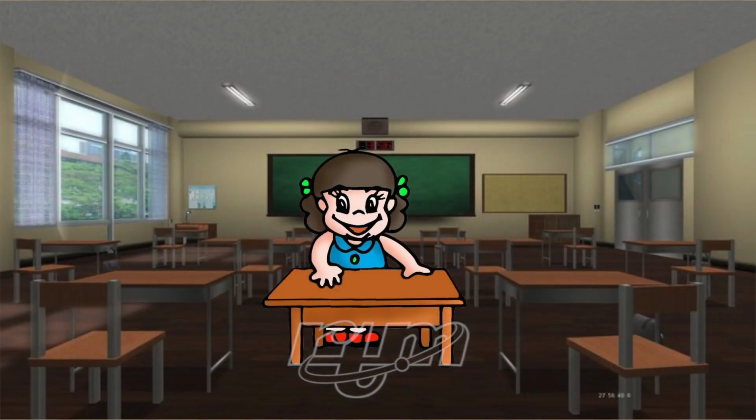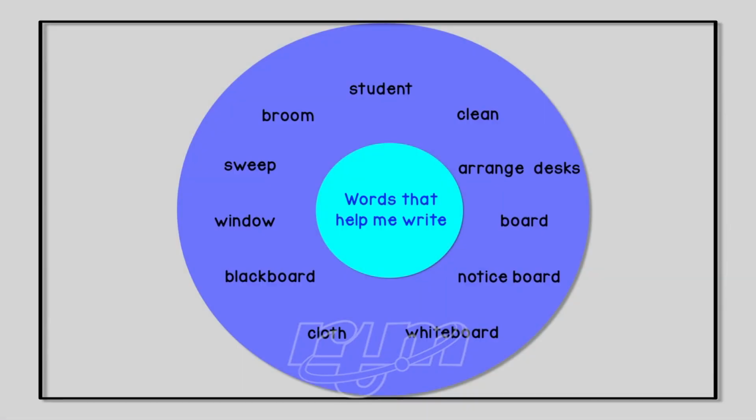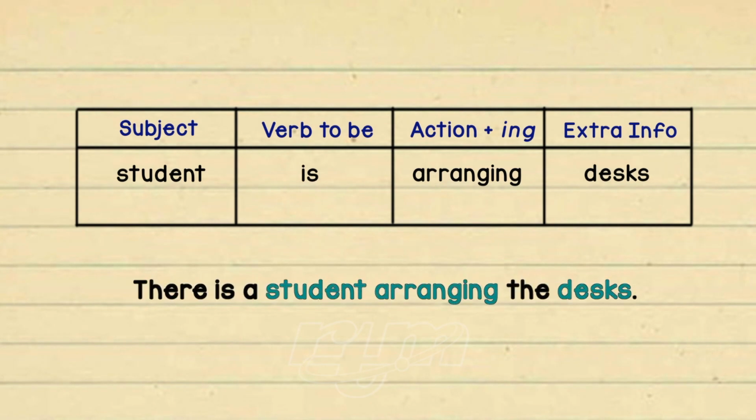Now, let's look at this student. What is this student doing? Yes, it looks like this student is arranging the desk. Look at your mind map and see what words you can use. In my mind map, I have the word student and the phrase arrange desk. So my sentence should look like this. There is a student arranging the desks.